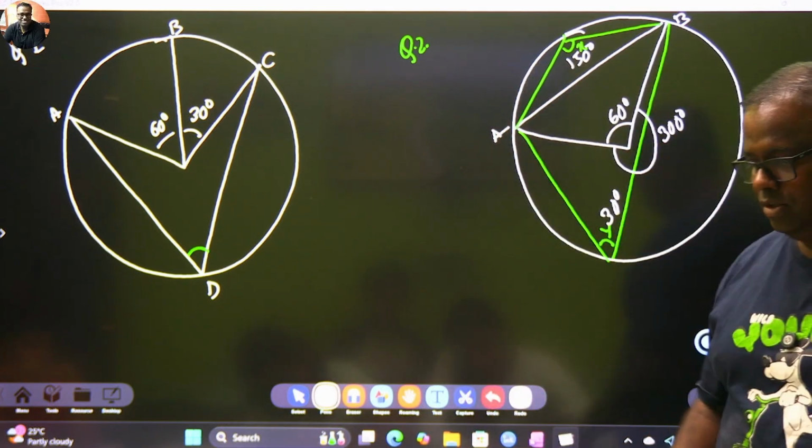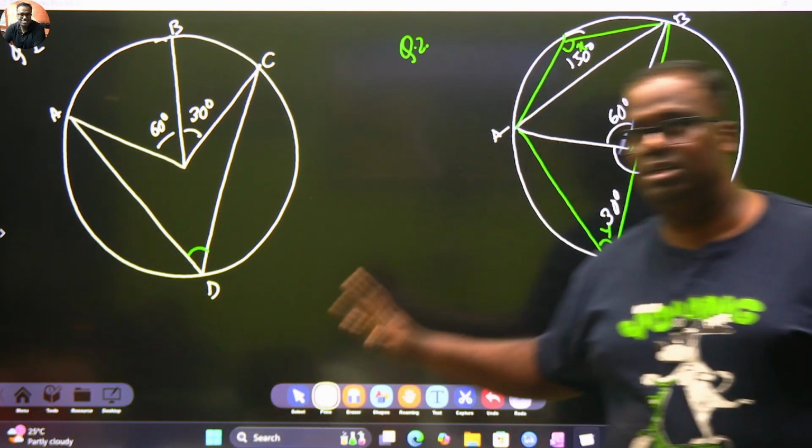By the time, if you have your textbook, you can do properly these two problems. ये समझ में आया ना?